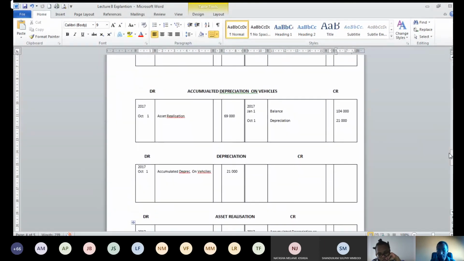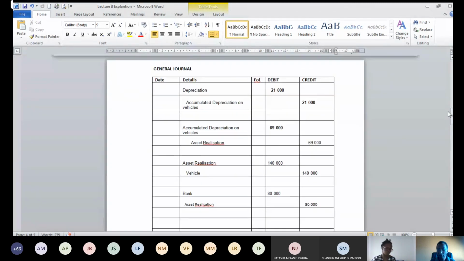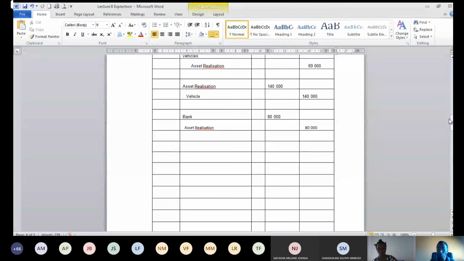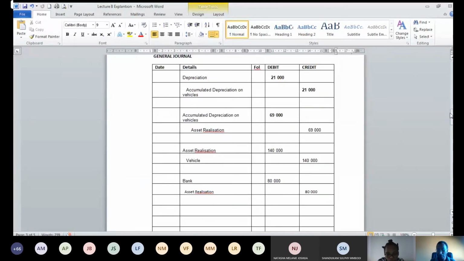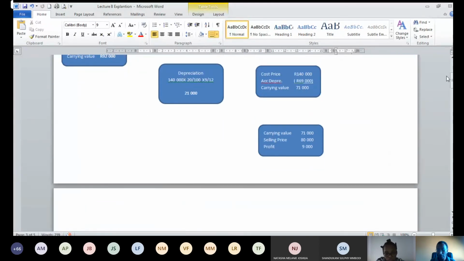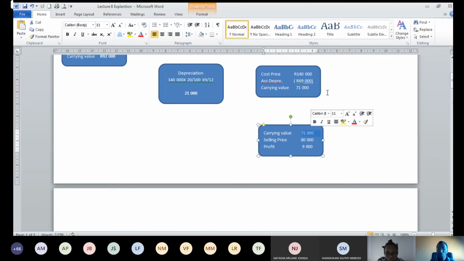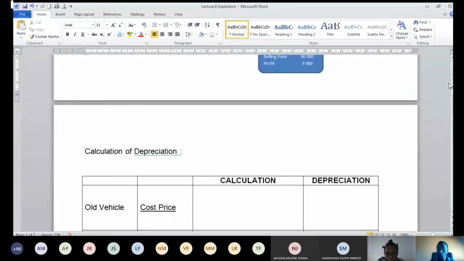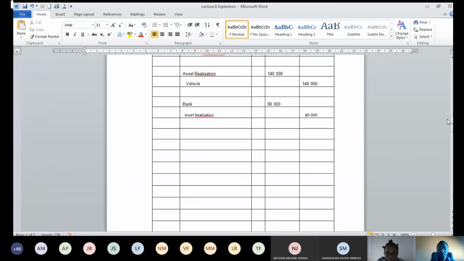Now the last step, guys, the last step with asset realization, we must calculate now to see whether we have made a profit or a loss on this transaction. Now remember when we started off and we had that calculation there, I showed you that the carrying value of the asset is now 71,000. We're selling it for 80,000 rand, and there was a profit of 9,000 rand. I am now going to record that profit now.